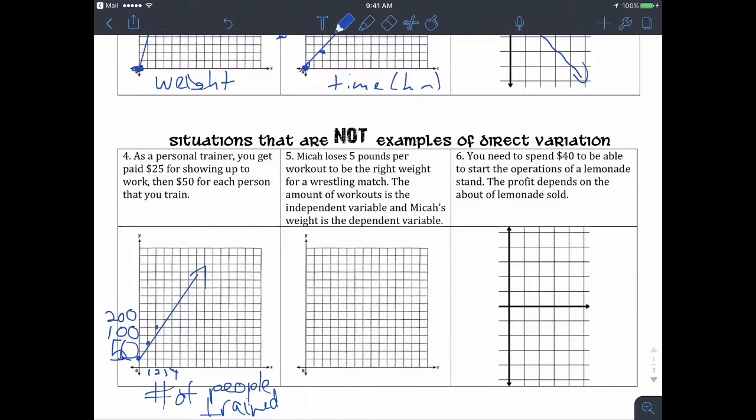Micah loses 5 pounds for each workout to be the right weight for a wrestling match. The amount of workouts is the independent. The weight of Micah is the dependent. Go ahead and do that right now.